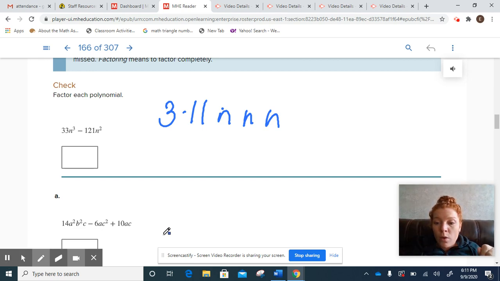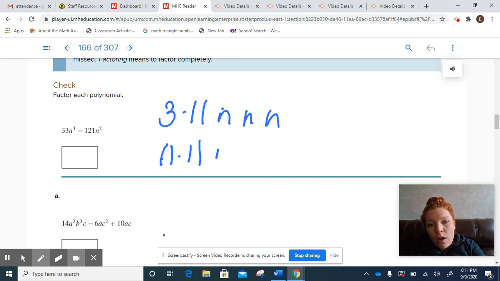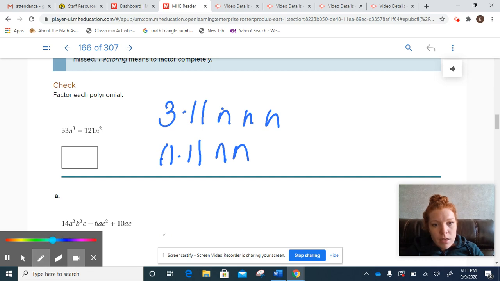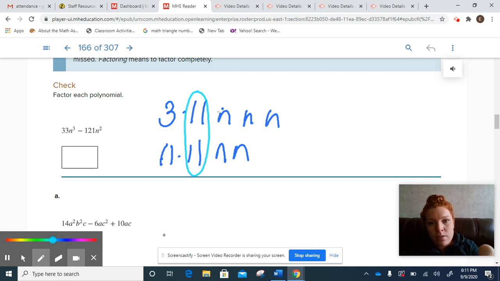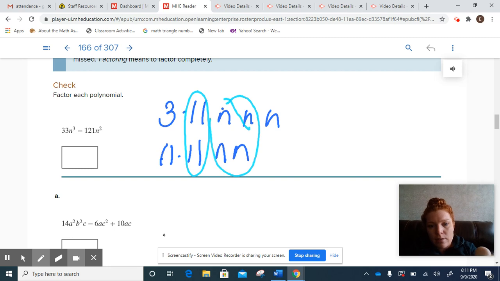Okay, so let's do the 121. So 121 is a little bit harder of a number. I personally know that it is 11 times 11 to make 121. And luckily 11s are both prime numbers. So I can just do the n times n and then be good to go. Okay. So I'm going to go ahead and circle what they have in common. So let's see here. I see the 11s and two n's. So I know that's what's going to be out in the front of my parentheses.